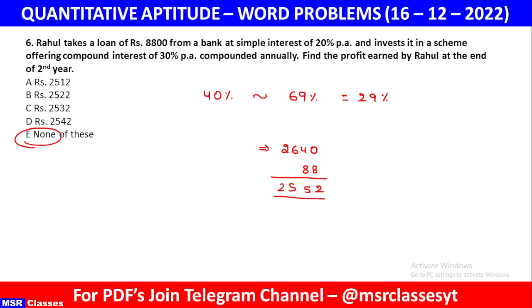This is my 30%, and this is my 1% value. 30 minus 1 is 29%. 29% is the profit. Done. Next question.